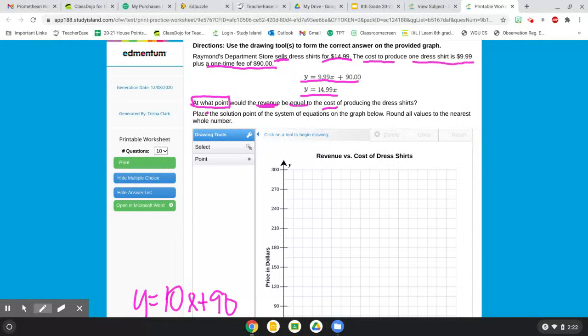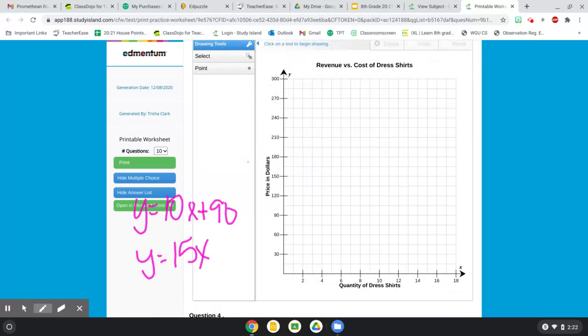So it says place the solution point of the system. Just the solution point, that's important. We're not drawing lines, we're just putting a point there on the graph below. Round all values to the nearest whole number. I already did this. I took both of those equations and wrote them down here so I can scroll, and I rounded to the nearest whole. So that gives me 10x plus 90 for this one and then 15x here.